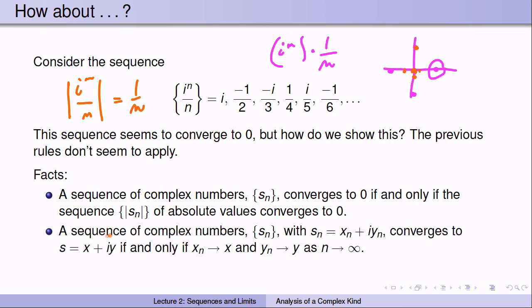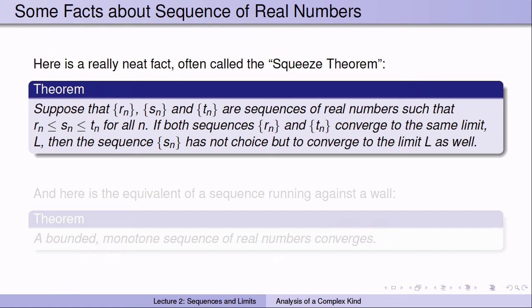Another fact is that a sequence of complex numbers converges to a limit if the real parts of the sequence converge to the real part of the limit, and the imaginary parts converge to the imaginary part of the limit. So the real parts need to converge and the imaginary parts need to converge, and that makes the whole sequence converge.